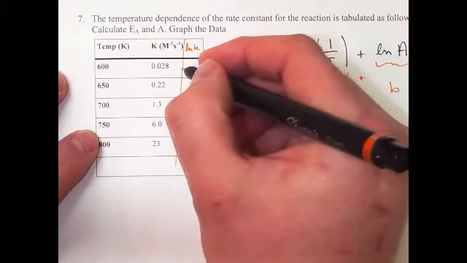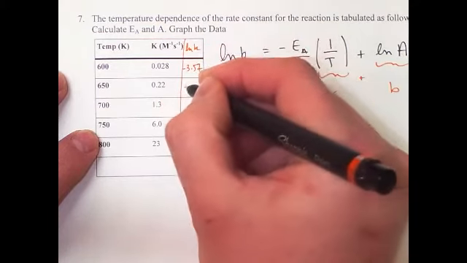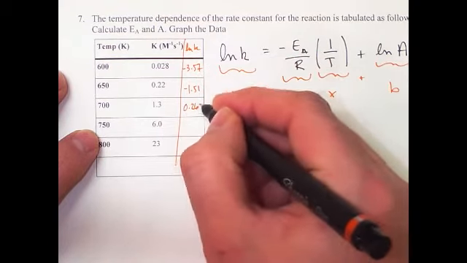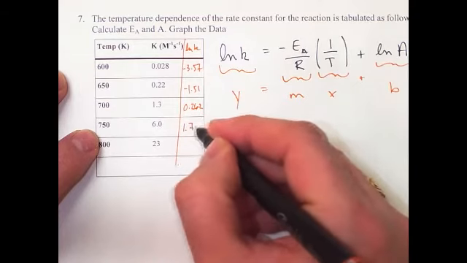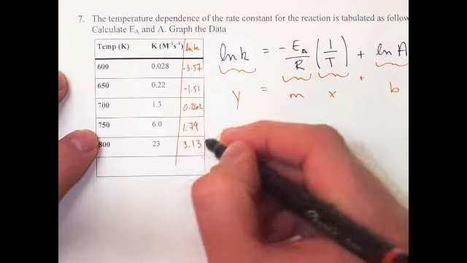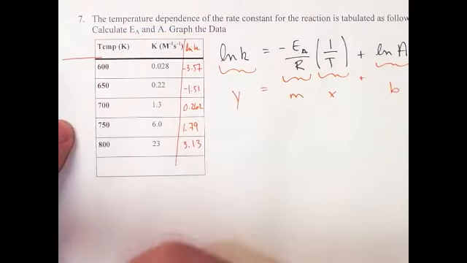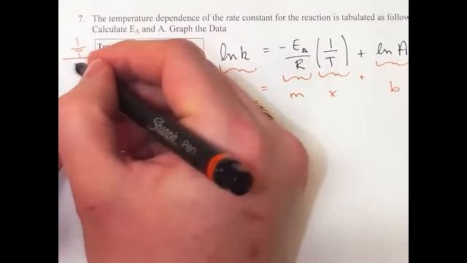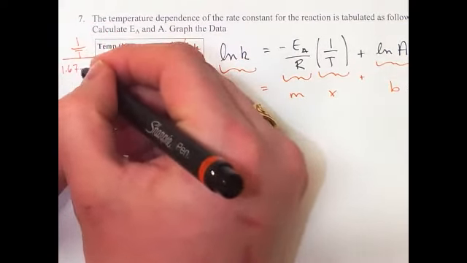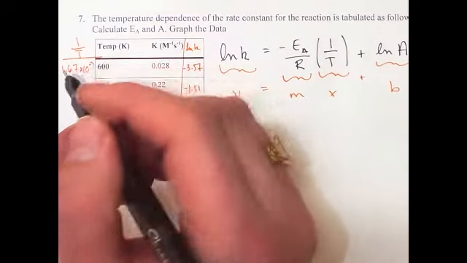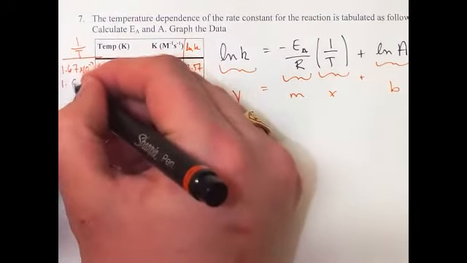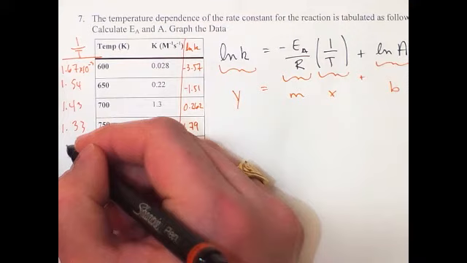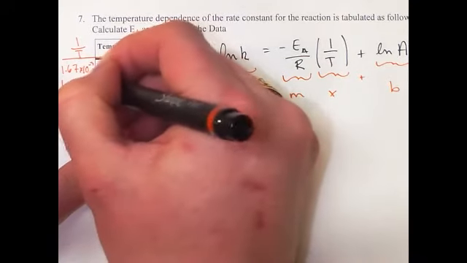Now I'm just going to create a separate table: negative 3.57, negative 1.51, 0.262, 1.79, and 3.13. With the temperature, we have to do the same thing. We have to actually take the inverse of the temperature. So 1.67 times 10 to the negative 3. These are all going to be 10 to the negative 3. 1.54, 1.43, 1.33, 1.25. Again, times 10 to the negative 3.